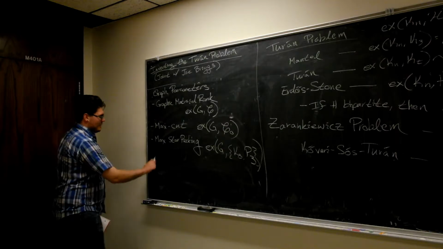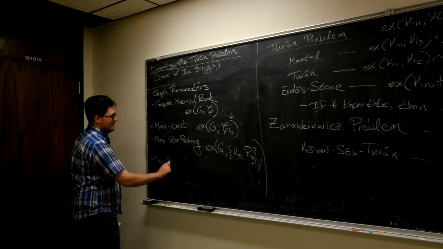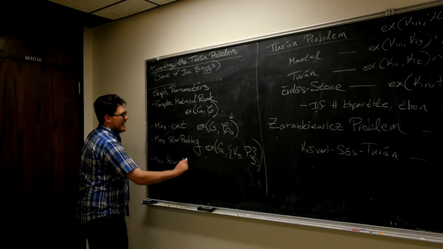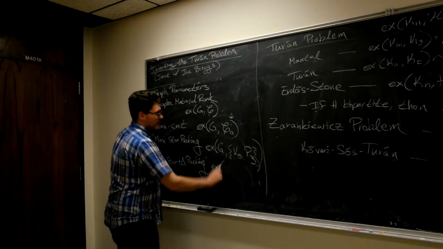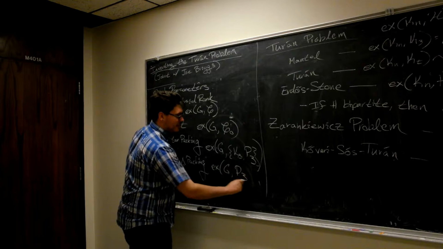And the last thing I'll mention is max star plus triangle packing. This is just the extremal number of G versus the path on three edges.